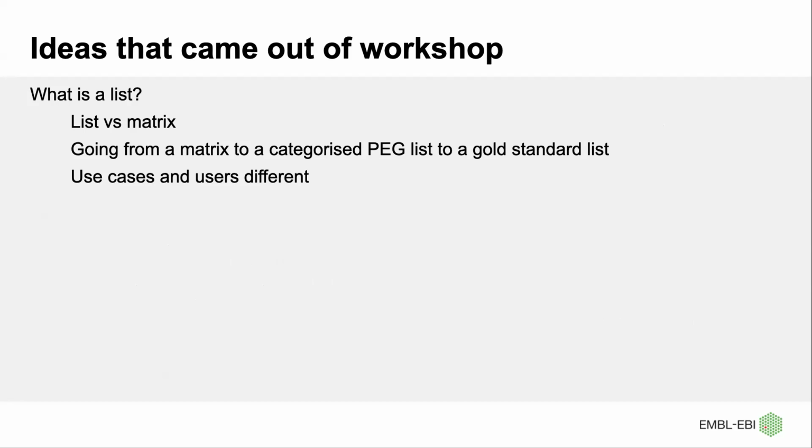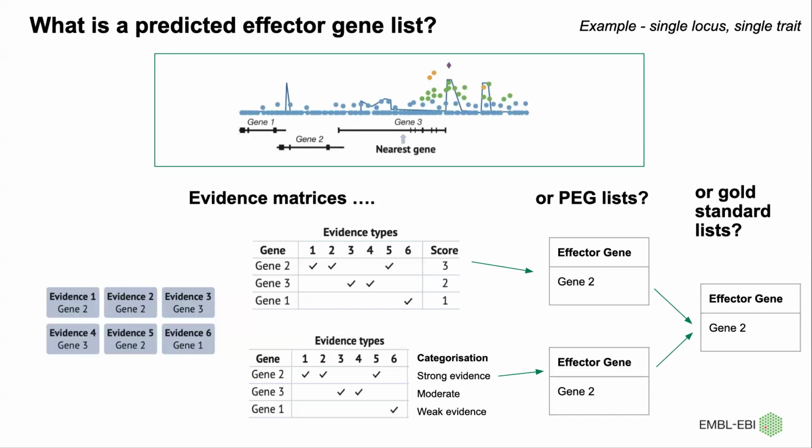And one of the big ones that we kind of had to keep coming back to is what is a list? What is a predicted effector gene list? And this idea of whether it's a list or if it's actually an evidence matrix. How to go from a matrix to a list to potentially a gold standard list, and how these might differ for different use cases. This is my attempt at kind of highlighting this for this example locus. So we've got the example here, one locus, one trait. This is our variant we're interested in.